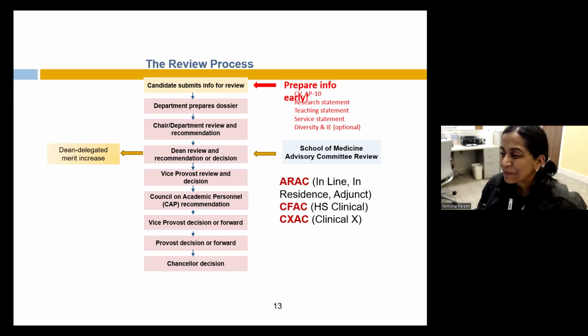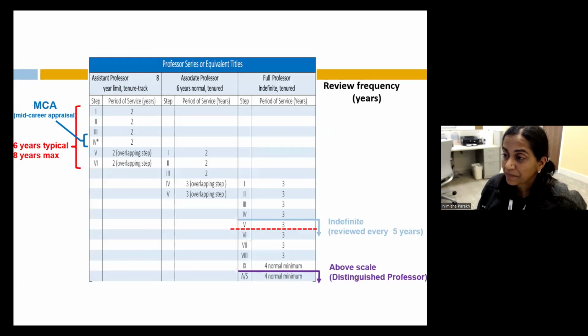Okay, perfect. Now, I talked about CFAC on this slide. You see these other 2 committees, ARAC and CXAC. Those are for the other series, and I'm not going to go through those today.